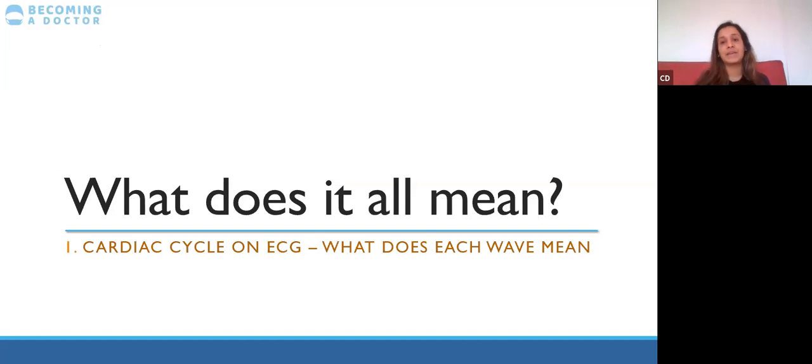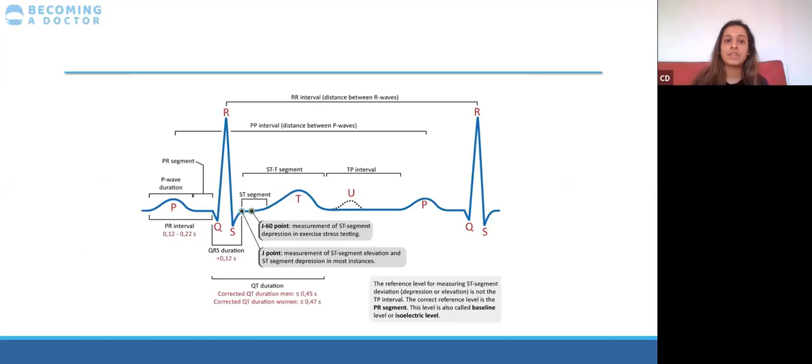What does it all mean? So what does each wave on an ECG mean? I think this is really helpful to be able to understand the pathology, and also, if a consultant hands you an ECG, to be able to read it and understand what might be wrong. Even if you don't have every pathology memorized, if you understand what each wave on an ECG means, that's a pretty helpful start.